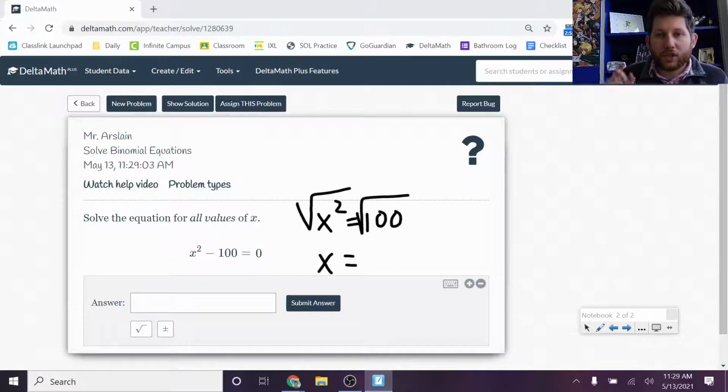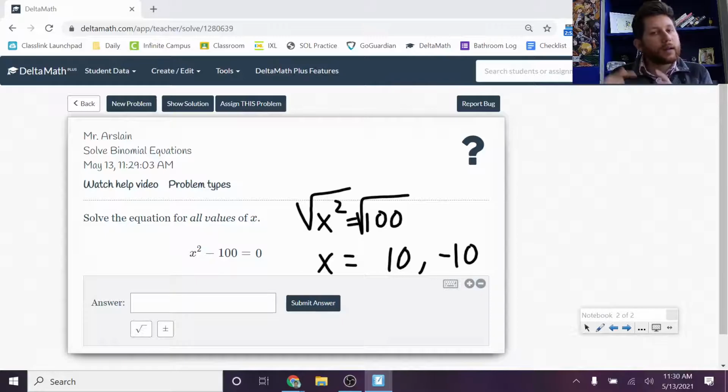So x is equal to, now this is where it gets a little bit tricky. Think about which numbers can be multiplied together to equal 100. Well, 10 can be multiplied by 10 to get 100. But there's another one too. I could also use negative 10. Negative 10 times negative 10 would also equal 100, and I don't know which one it is. It could be either one. So when we're dealing with these, you often will get two solutions. In this case, you get positive 10 and negative 10.